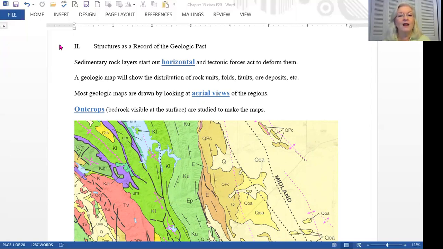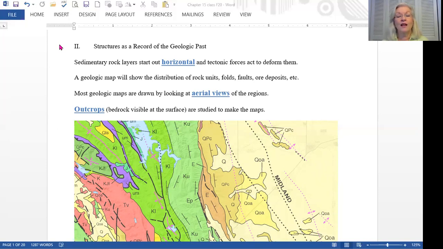Your geologic map is going to show different kinds of rock units, so different kinds of rock, different ages of rock. It'll show folds and faults and even ore deposits. You can find mine locations on these sorts of maps. We draw them based on aerial views of the region, but it also usually requires a physical survey of the area. Someone has to go in and verify the types of rock that are located, and then they're drawn.